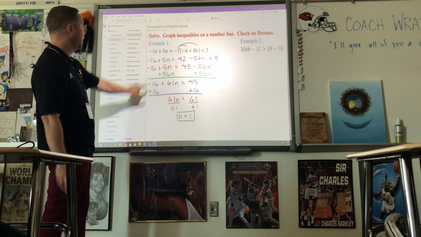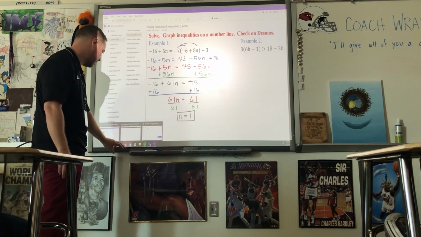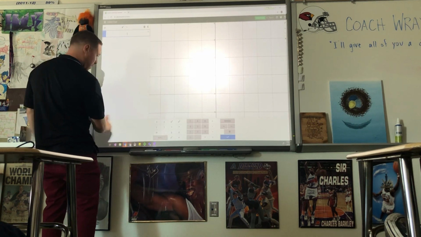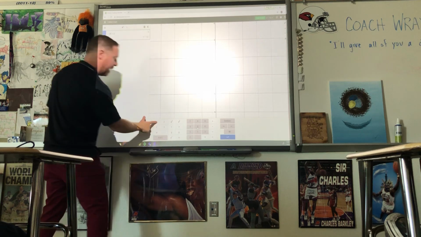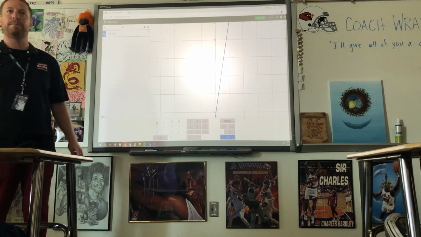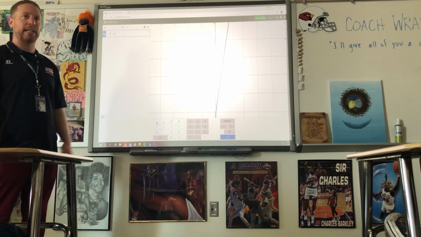I forgot what the problem was. So I'm going to just plug in the left side first, negative 16 plus 5n. Desmos doesn't like n's because it's on an xy axis, so I just switched it to x.